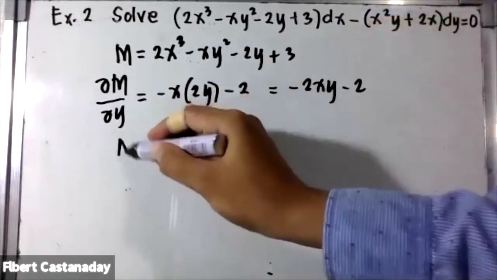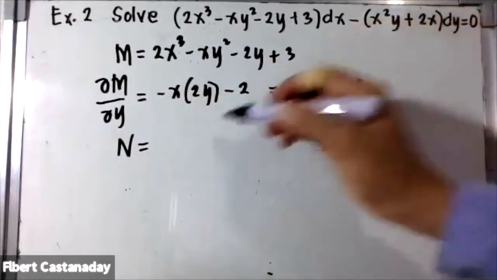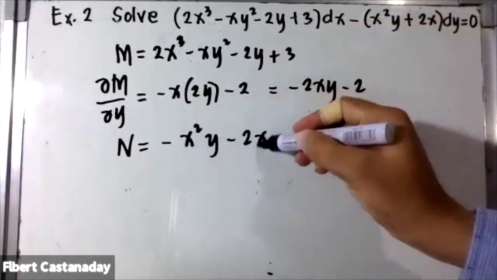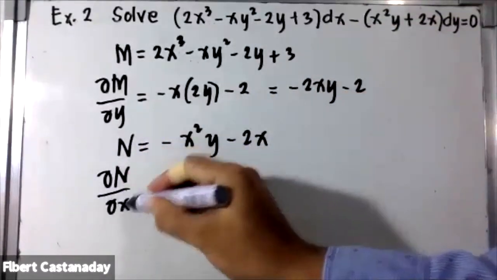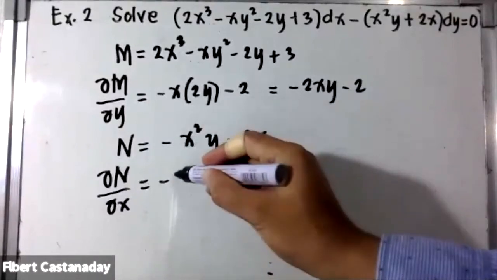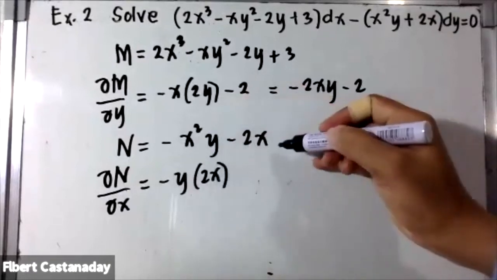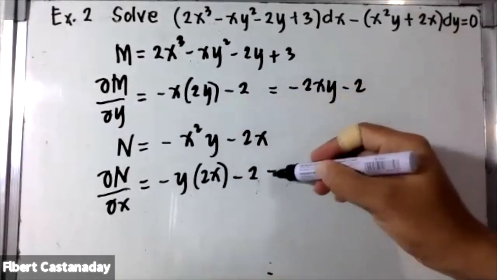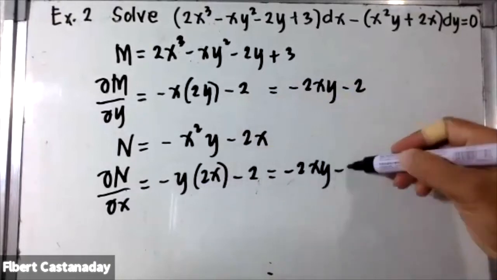Now we go to N. We include the minus sign here, so we distribute the negative sign. So we have negative x squared y minus 2x. Now we take the partial derivative of N with respect to x. Here y is held constant, so we copy minus y and then differentiate x squared, that is 2x. The second term is a function of x, so we differentiate it to get minus 2. So the result is minus 2xy minus 2.